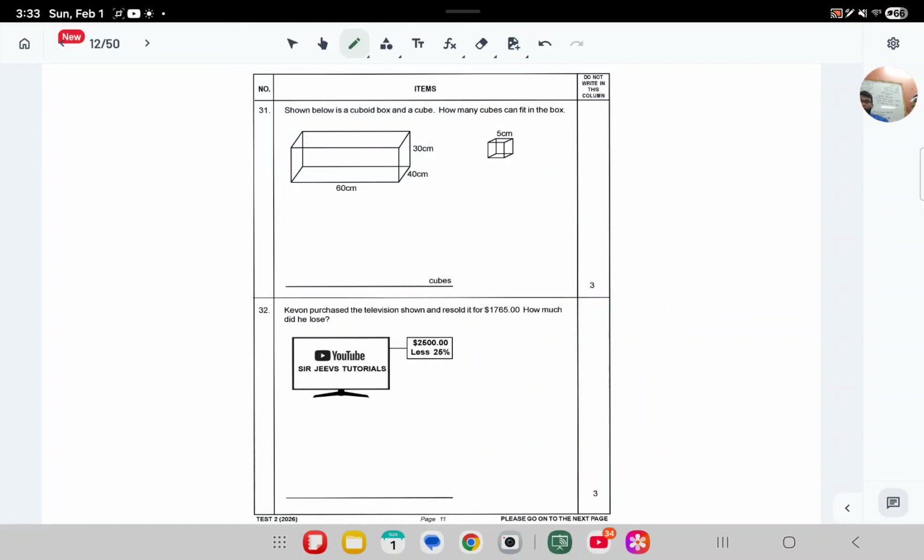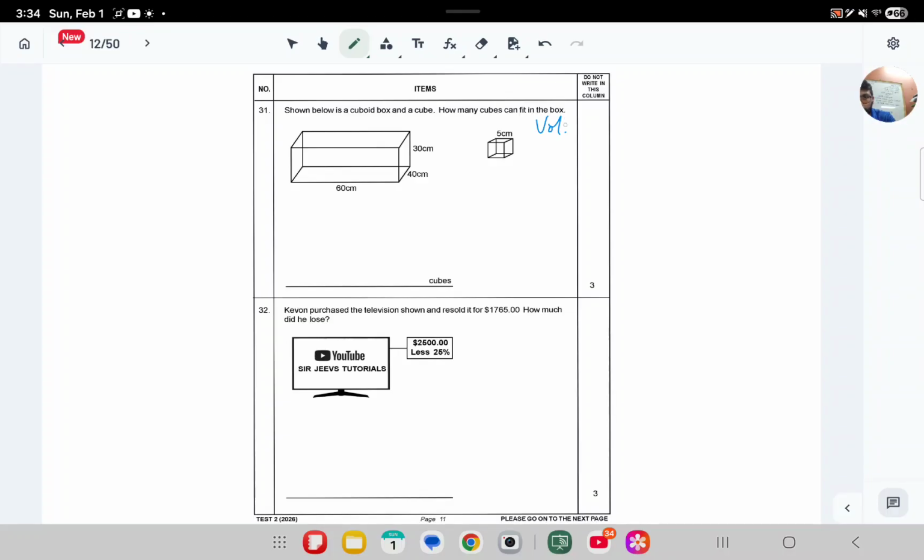Number 31. Shown below is a cuboid box and a cube. How many cubes can fit in the box? If you're checking for how many of something could fit inside a 3D shape, this is where we find volume. Area is the surface covered, perimeter is the distance around, and volume is for three-dimensional shapes where you could fit things inside of a shape. So if you want to find out how many of this could fit inside this, we need to find the volume of this and the volume of this. And then to find out how many of one could fit in another, we need to divide.